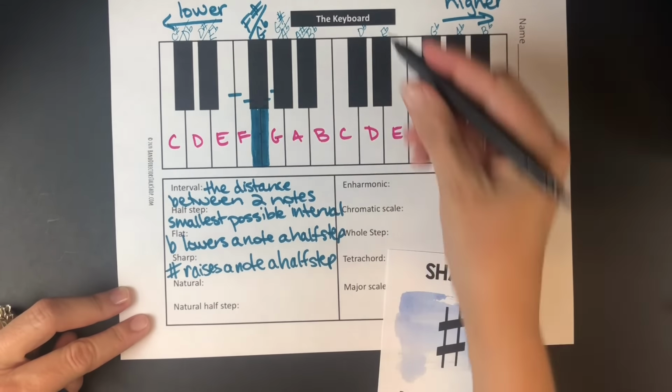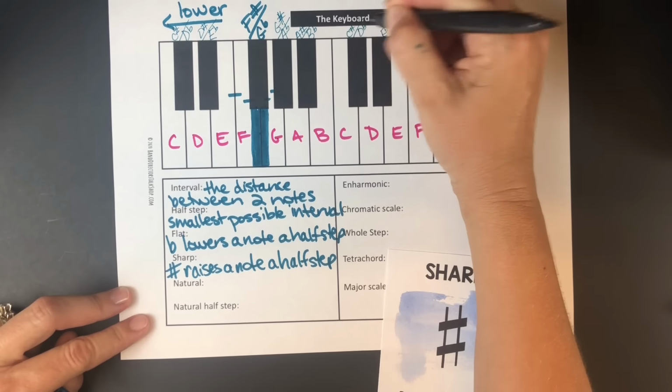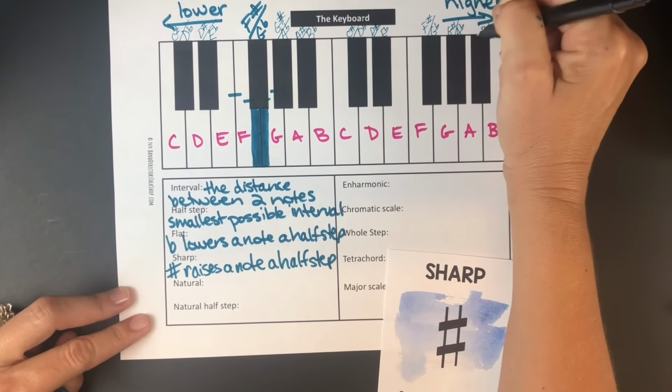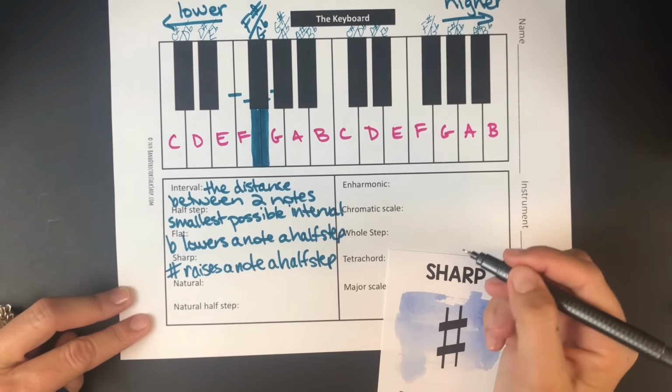All right, we'll talk more about that. Go and finish these out real quick. So you've got C sharp, D sharp, you can pause if you need more time, F sharp, G sharp, and A sharp. Now I'm going quickly because I know these really well.